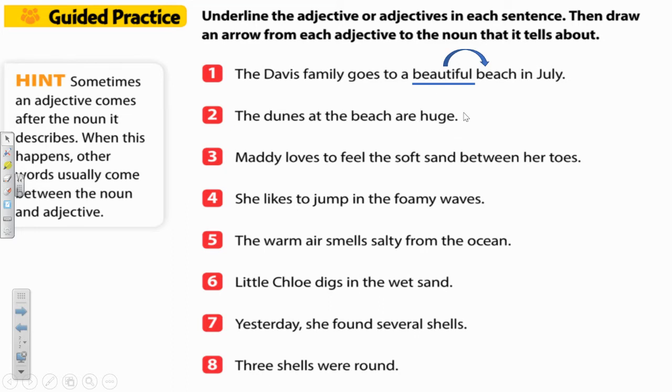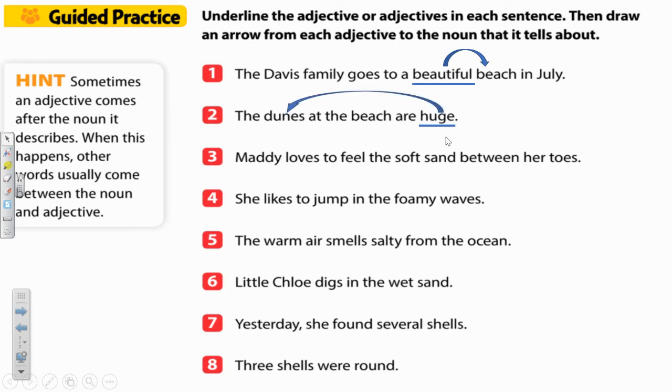Number 2, the dunes at the beach are huge. Well, I see a describing word here at the end, but this one might have to do with the hint. Remember, sometimes an adjective comes after the noun it describes. So there might be some other words in between the noun and the adjective. I think our arrow for this one, since huge is describing what kind, is going to have to go backwards this time. Huge is describing what kind of what? Is it the beach or the dunes being described as huge? Hopefully you realize they're describing the dunes as huge.